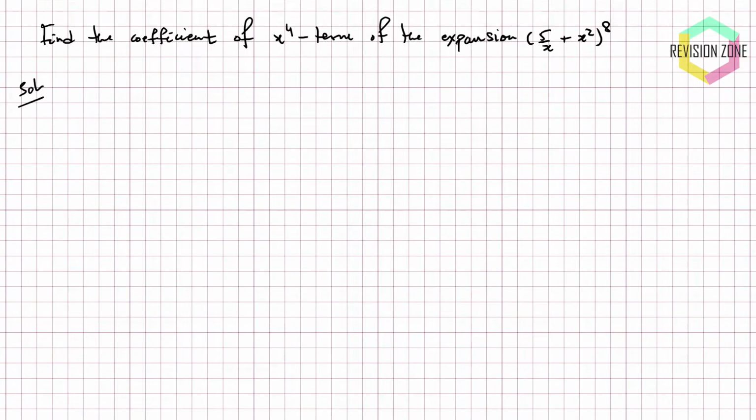In this question, we are given the expansion (x/5 + x²)^8, and we are asked to find the coefficient of the x^4 term. Okay, so let's see how we could do this.